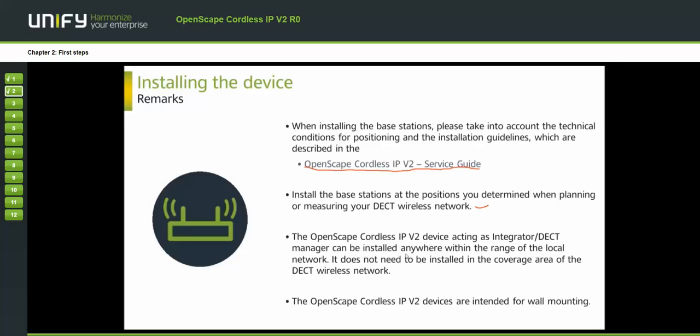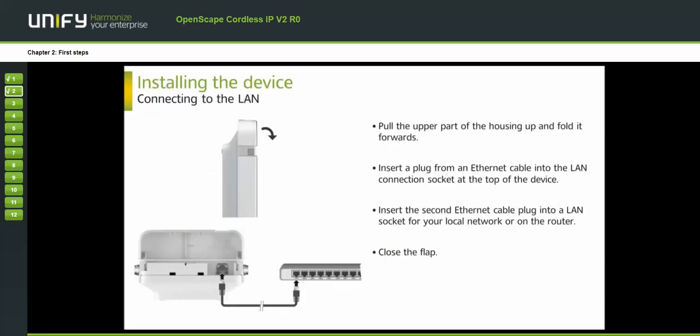So, installing the device in detail. First you need to pull the upper part up, so like this, first up, and in the second step, open it. Then the flap opens like shown here, and you can plug in the LAN cable here and the other end into the router. Please note, as I mentioned earlier, that we use Power over Ethernet class 3 here. Then finally close the flap again.